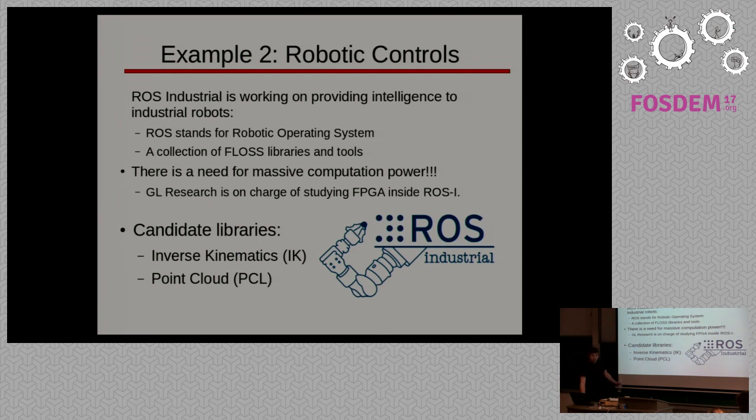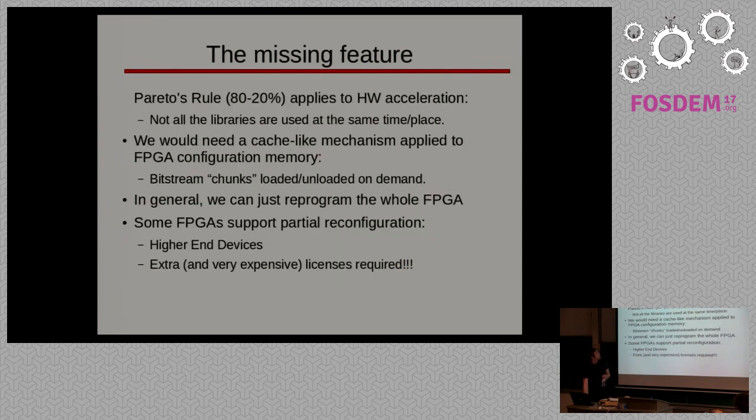And we are working on applying the previous approach to these two examples. We have a missing feature that needs to get into the FPGAs in order to be able to use this approach of having libraries accelerated by FPGAs. That is partial reconfiguration.